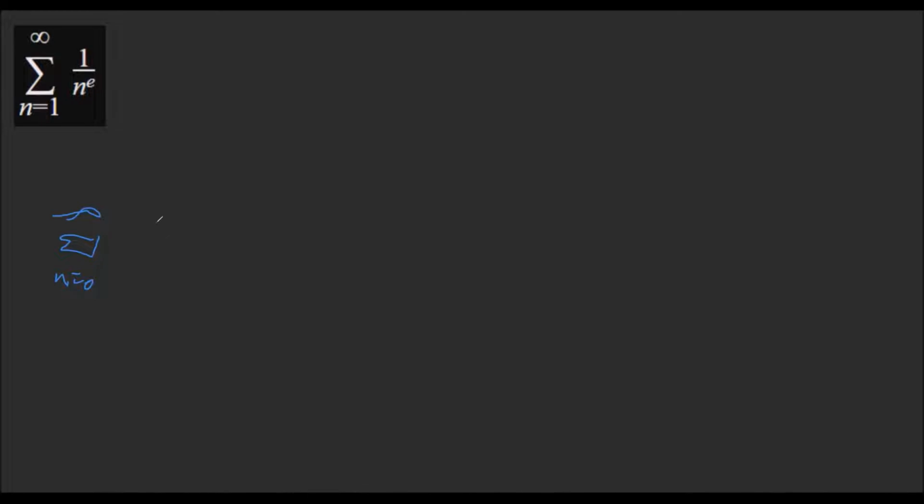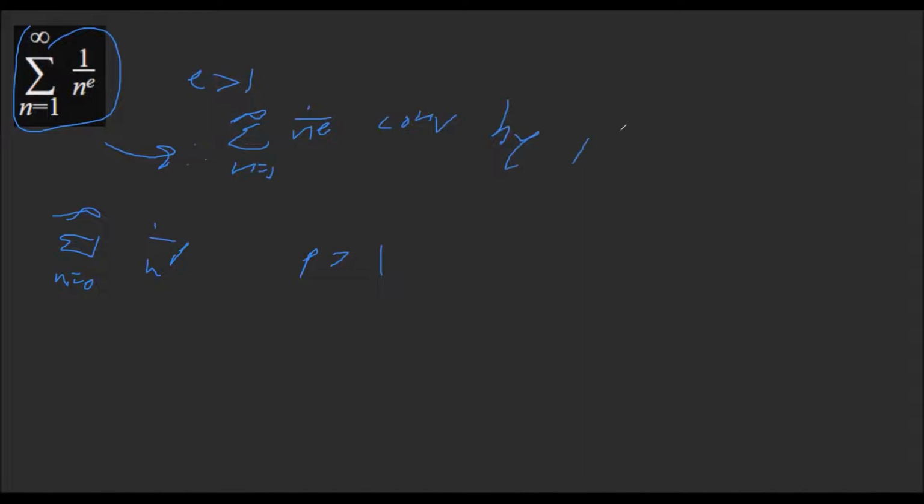It's the equation of 1 over n to the power of p. Now, p must be greater than 1. You'll notice that over here, in place of p, we have e. And since e is greater than 1, we can say that this series over here converges. So I'll write that right now. The infinite series from n equals 1 to infinity of 1 over n to the power of e converges by P series.